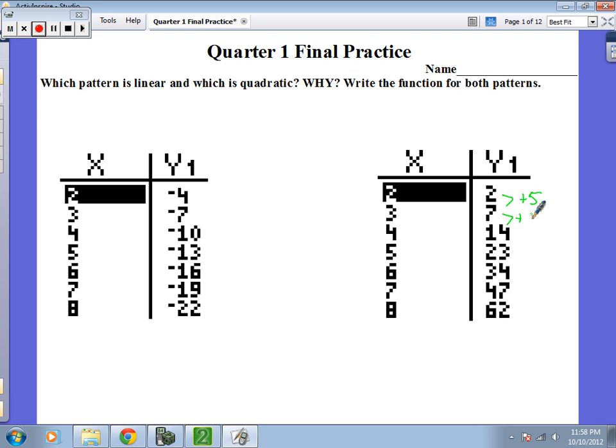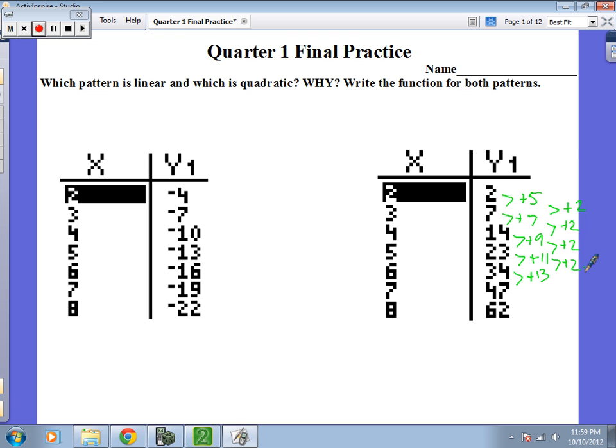This pattern right here, 2 to a 7, that changed 5. 7 to a 14, that changed 7. 14 to a 23, that went up 9. This went up 11. I think you see the pattern. So plus 5 plus 7 plus 9 plus 11 plus 13, it's increasing every time. But it's increasing every time by the same amount. Always you just add 2 more.